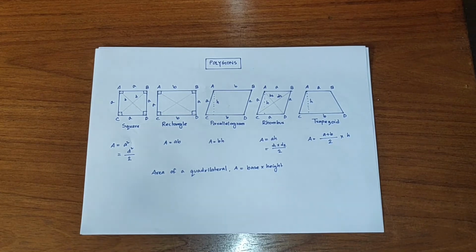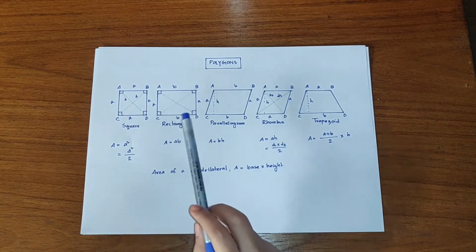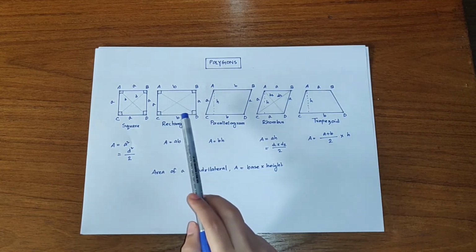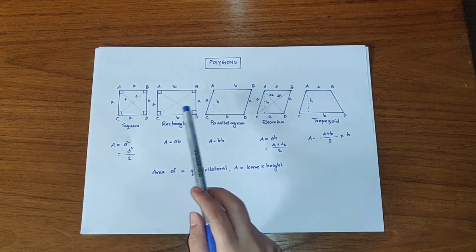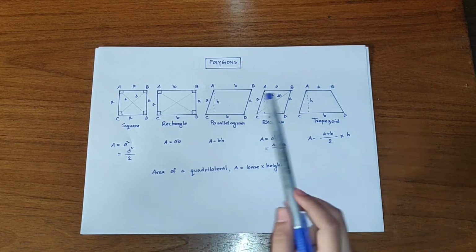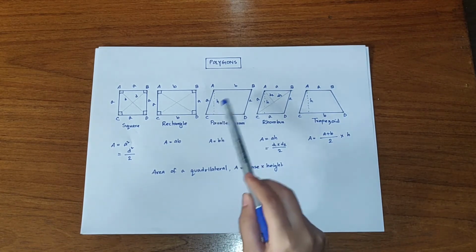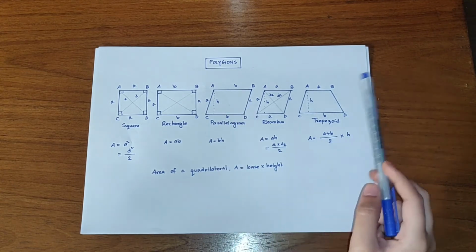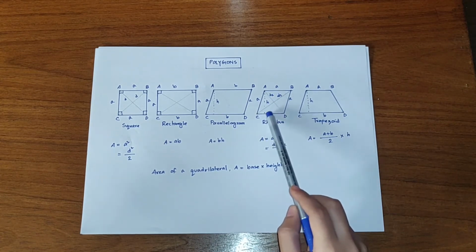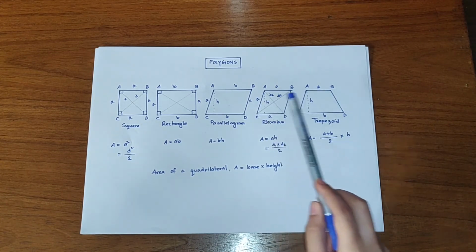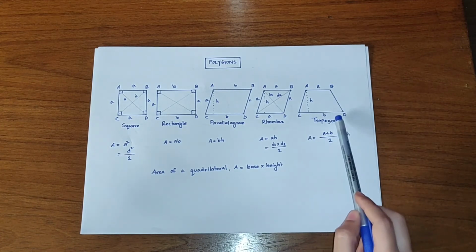These are the special types of quadrilaterals. This is a square with four congruent sides. This is a rectangle where opposite sides are parallel and congruent, the two diagonals are also congruent, and the angles are 90 degrees. In a parallelogram, opposite sides are congruent and opposite angles are congruent. This is a rhombus where all the sides are congruent and opposite angles are congruent. And this is a trapezoid, where at least one pair of opposite sides are parallel.